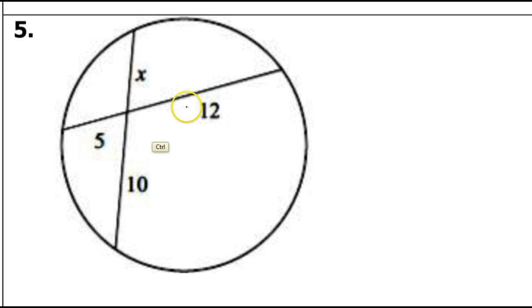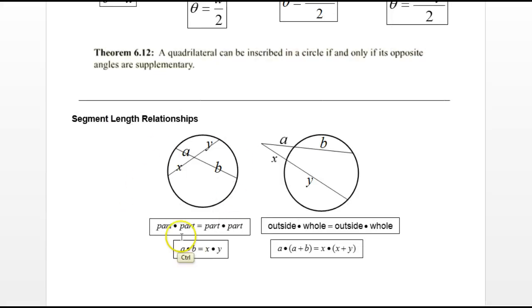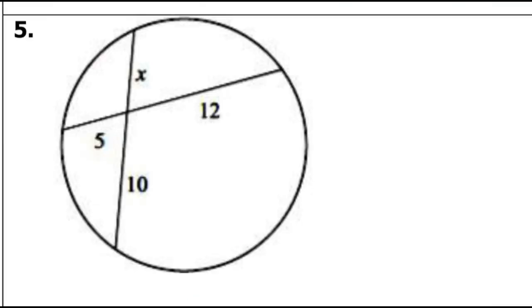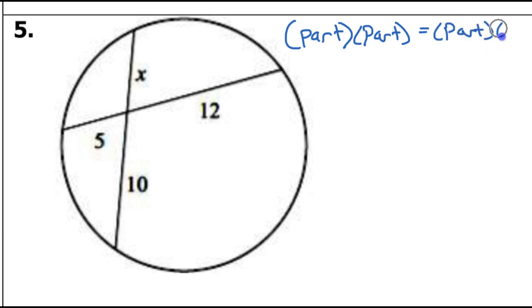For number 5, we have segments inside the circle. So that means we're dealing with this situation. So that's part times part is equal to part times part. Okay, so I'm just going to write that down. All right, part times part is equal to part times part.